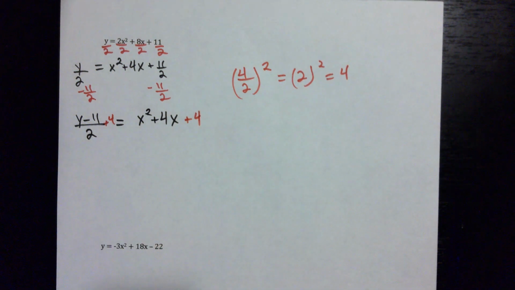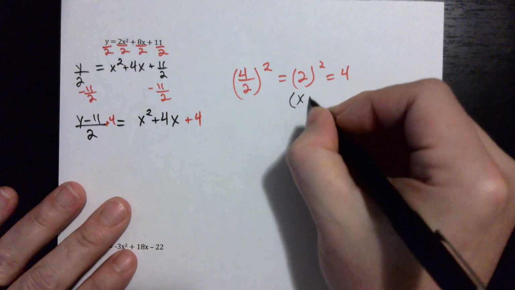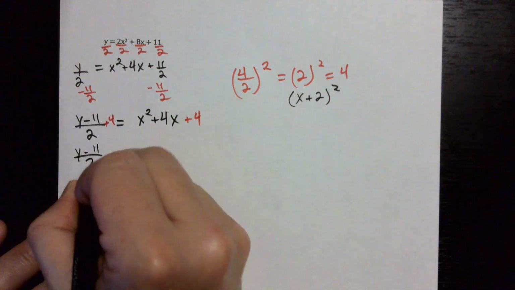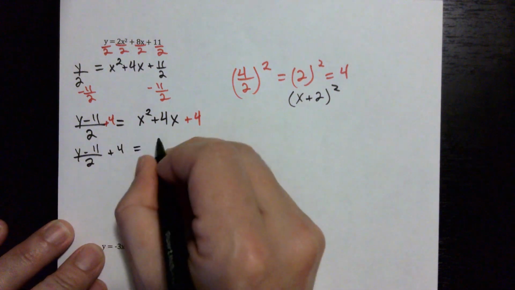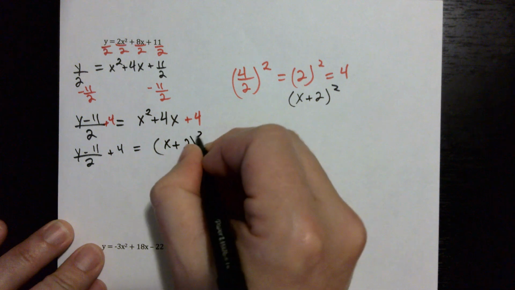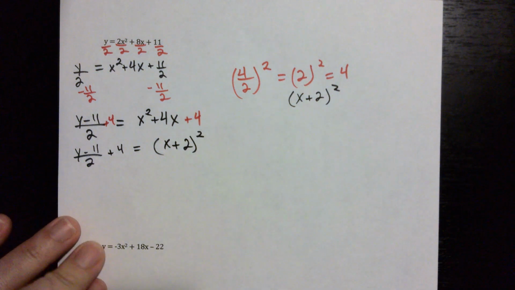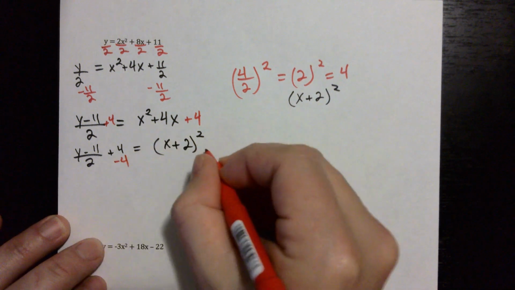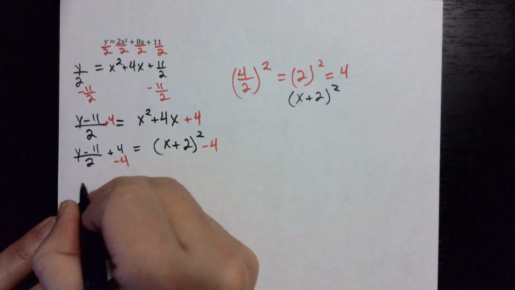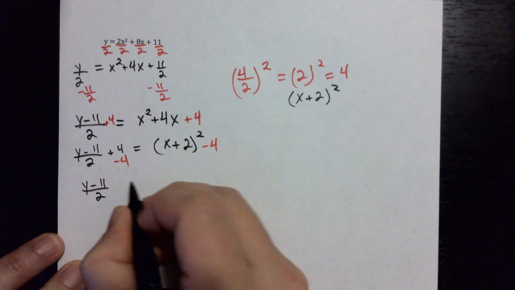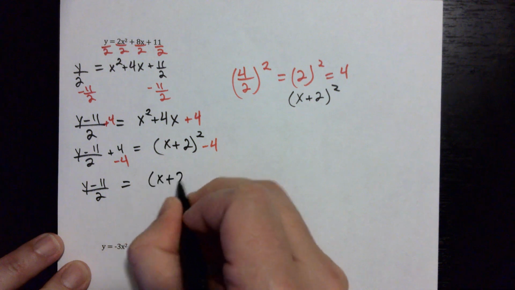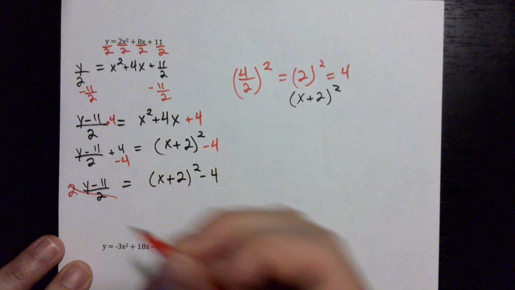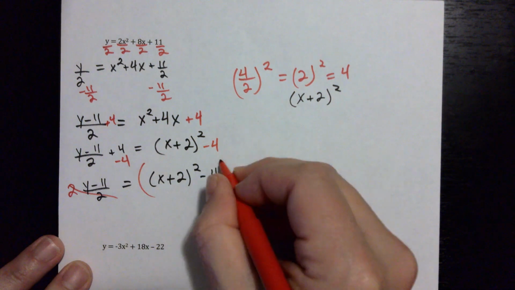Okay, but using the trick, I know that it's going to factor into x plus 2 squared. So I'll just use that trick. So I have y minus 11 over 2 plus 4 equals x plus 2 squared. Okay, so now I need to move the 4 back over by subtraction. So I'll do that. And that gives me y minus 11 over 2 is equal to x plus 2 squared minus 4. Then I'm going to get rid of this 2 on bottom, so I'll multiply by 2 on everything. So multiply both of these terms by 2.